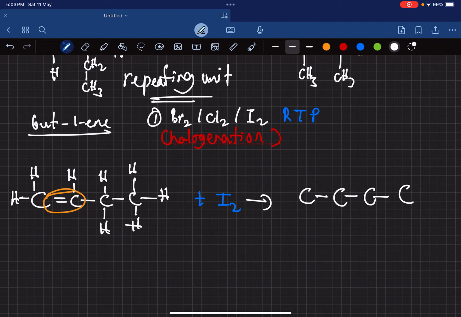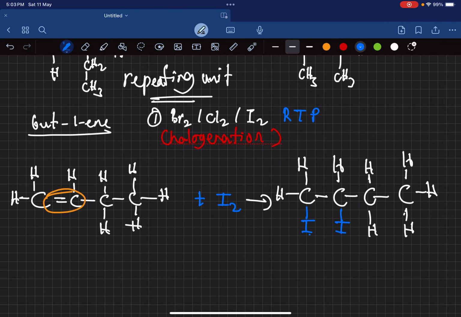for every double bond, let me finish drawing this. This is the boring part. Okay, for every iodine, one iodine will come here and one iodine will come here. All right?